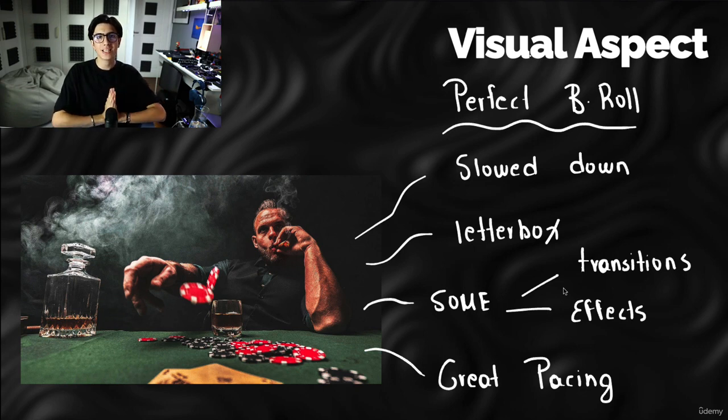In addition to that, pacing is key when it comes to B-roll. You can add as much slow motion, as much letterbox, transitions and effects as you want, but if your videos are not correctly paced, the movements aren't matched and don't facilitate the story, then we're going to have a problem. So this is the perfect B-roll. We need it to be slowed down, to have letterbox, some transitions and some effects, and great pacing.